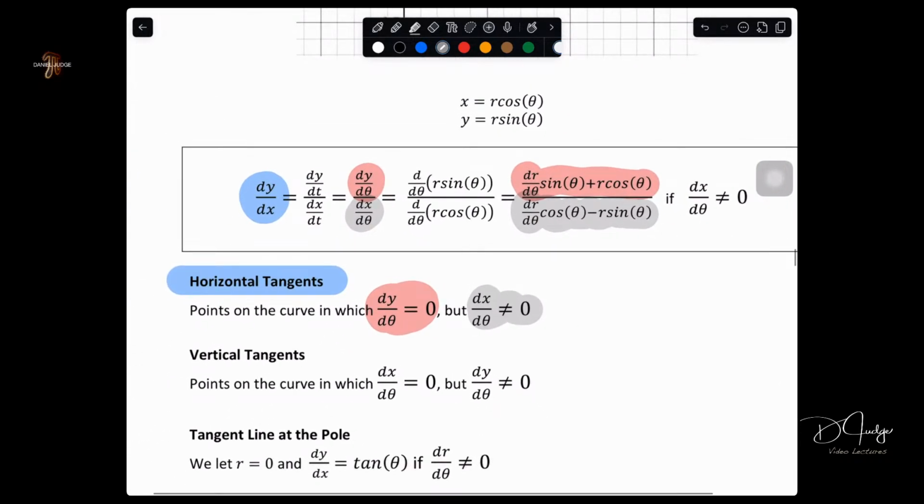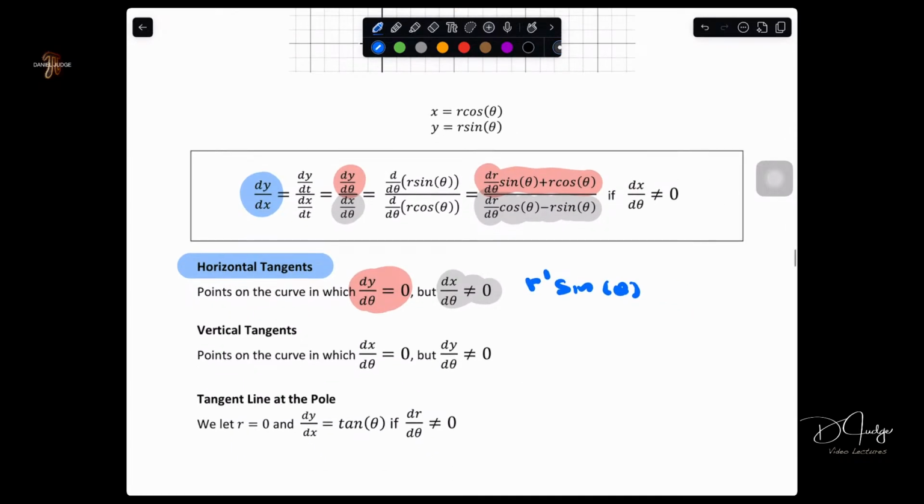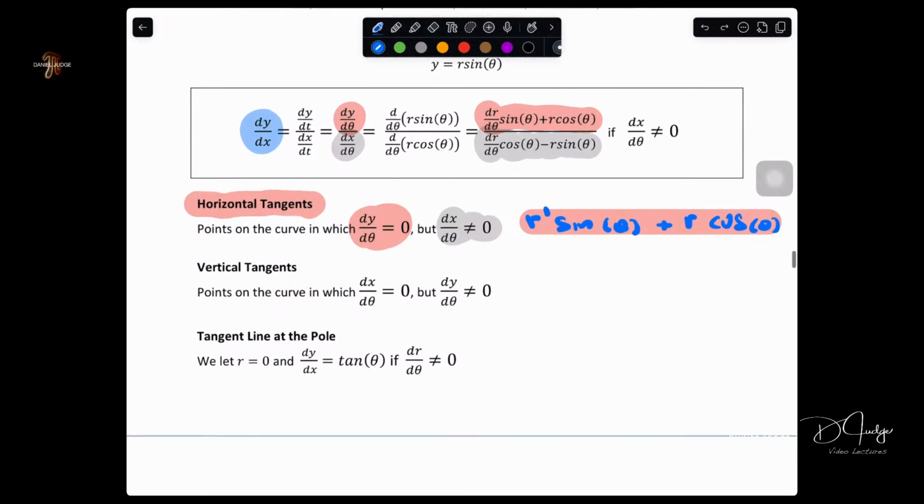So we're going to take this equation. I write it really as r prime sine theta plus r cosine theta. This is what we're going to set equal to 0 because the derivative is a fraction. That's going to give us the locations of these horizontal tangents here. Vertical tangents is the reverse, where you set the denominator to 0. Well, we'll take a look at that one. Let's start first with the horizontal tangents.